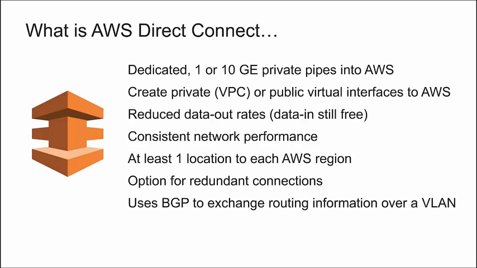Each AWS region is associated with at least one Direct Connect location. These locations are large co-location facilities such as Equinix or CoreSite with large concentrations of customers. You can deploy multiples of 1 and 10 gigE connections for bandwidth aggregation and redundancy. And you can also use the internet to back up your Direct Connect links. So you can use these things in combination. Finally, we use BGP, Border Gateway Protocol, to peer with AWS over 802.1q VLANs in the dedicated link.